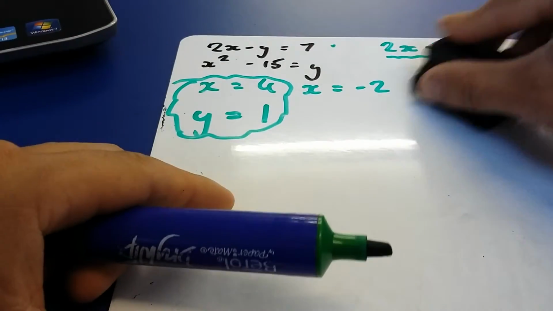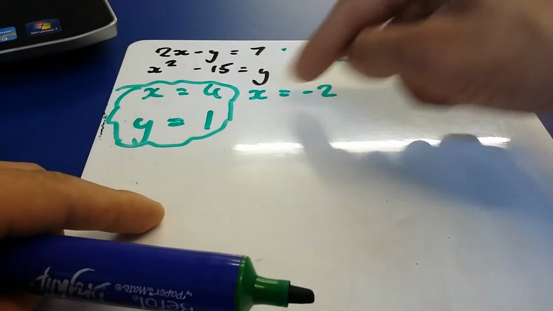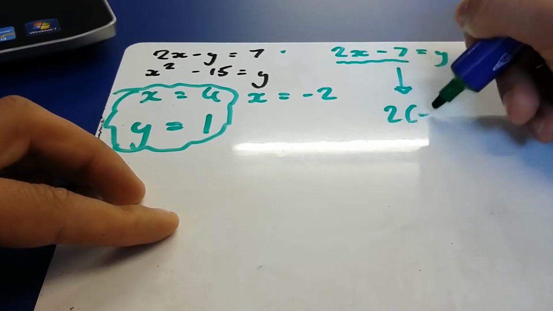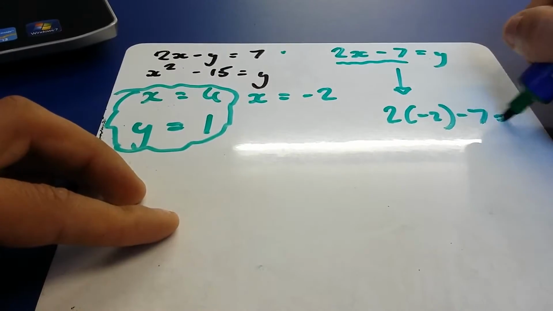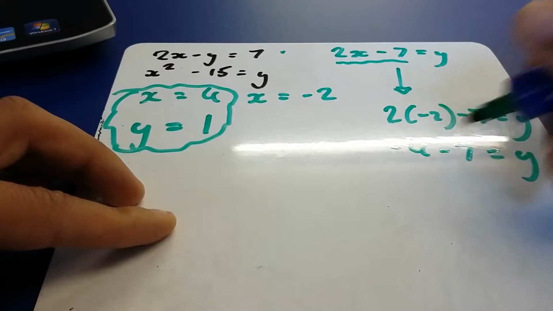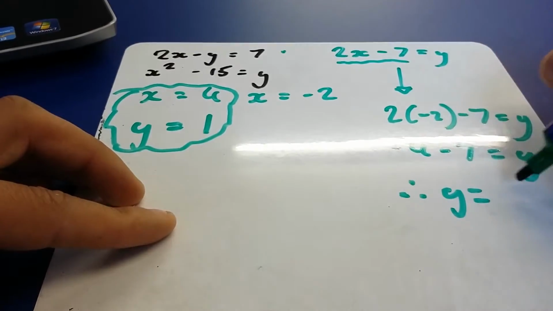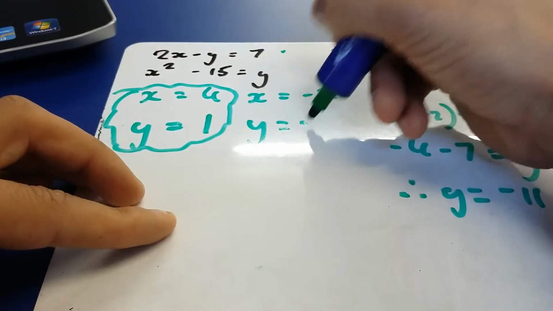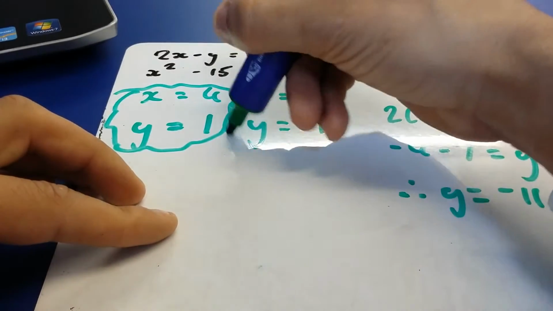Okay. Now I'm going to plug in minus 2 here. So I've got two lots of minus 2 minus 7 equals y. So that's minus 4 minus 7 equals y. Therefore y equals negative 11. So when x is minus 2, y equals negative 11.